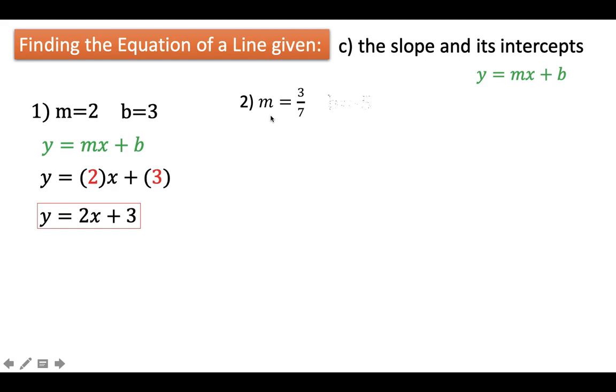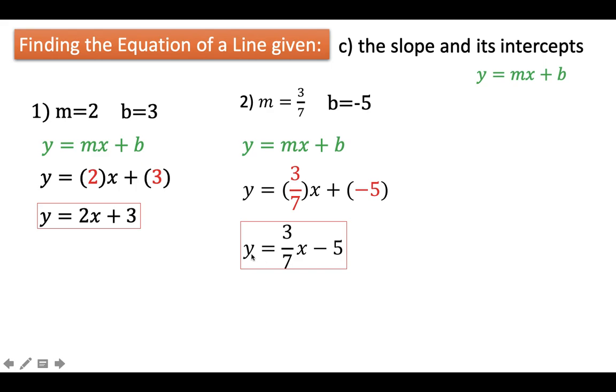Last example, our slope is 3/7 and our y-intercept is -5. Same process, write down the slope-intercept form, then substitute. Our m is 3/7, our y-intercept is -5. Then after substituting, simplify, and this will be our answer, y is equal to 3/7x minus 5.